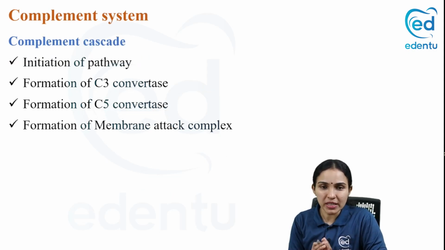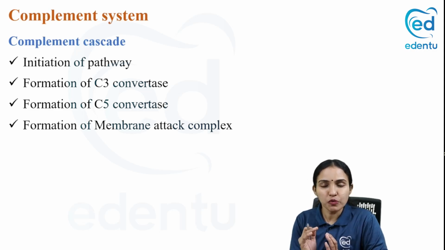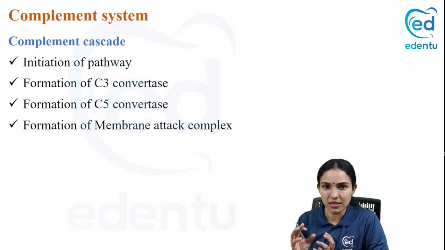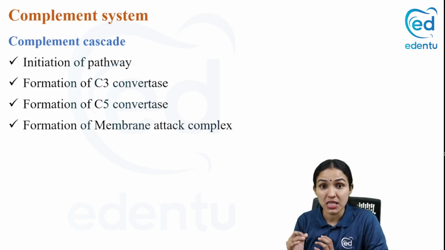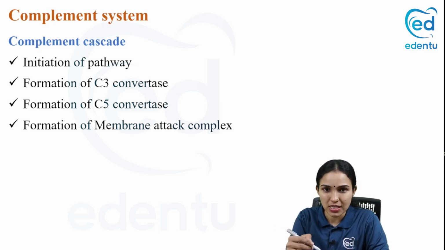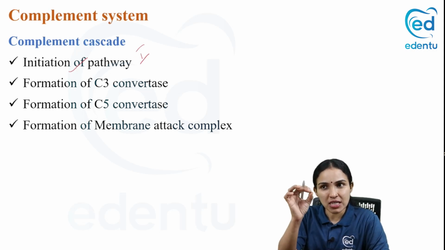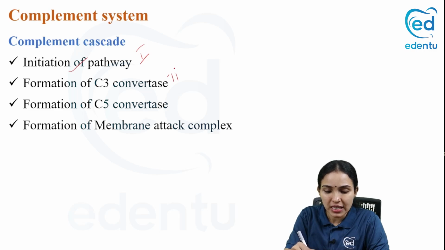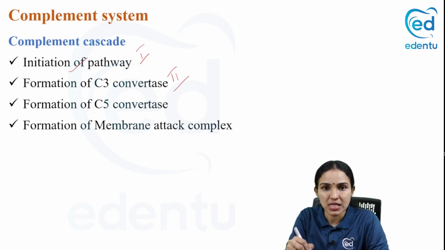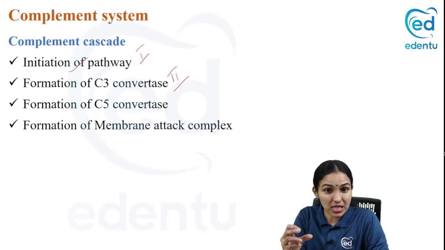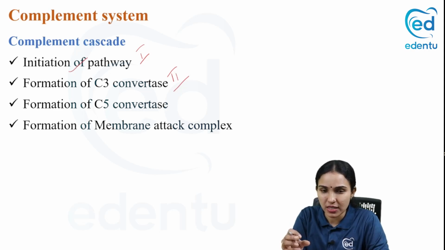For any complement cascade, whether it be the classical pathway or the alternate pathway, there are 4 steps. First one is initiation of the pathway. Initially it will be in inactive form, so it has to get started, and for that it needs some initiators or triggers. Then there will be a series of cascade steps leading to formation of C3 convertase. C3 convertase is a complex which has an enzymatic action that will activate C3. So this is a very important step, the formation of C3 convertase.